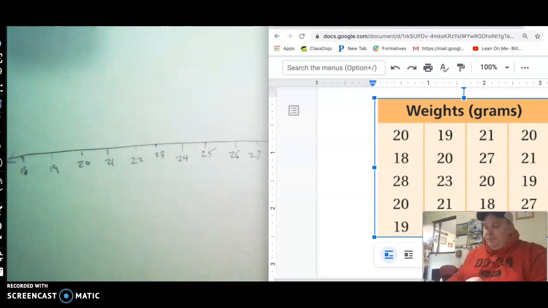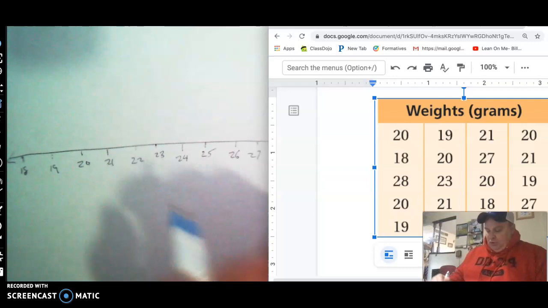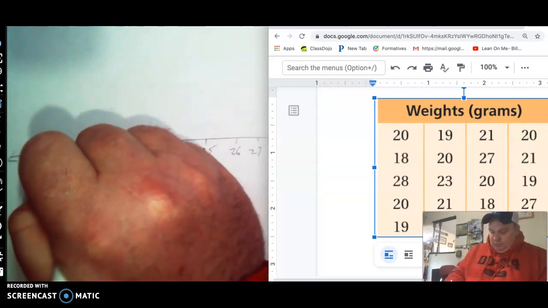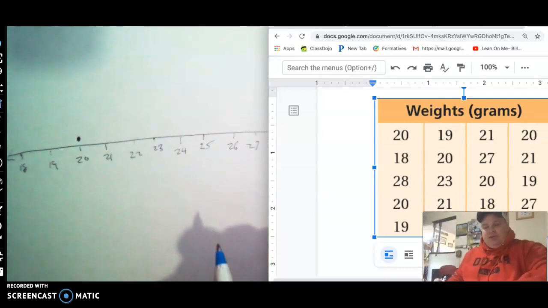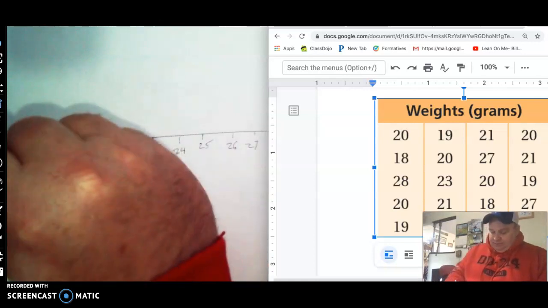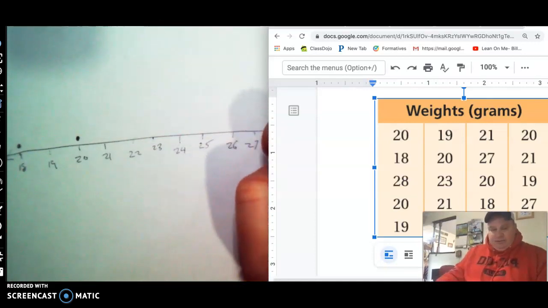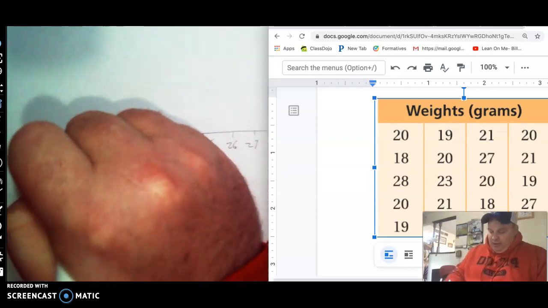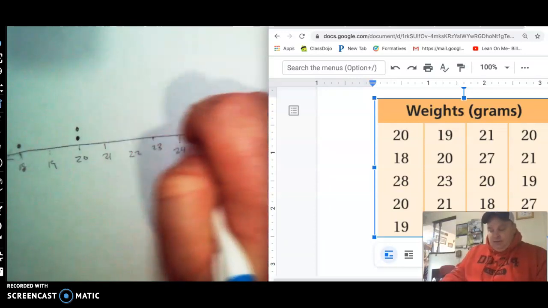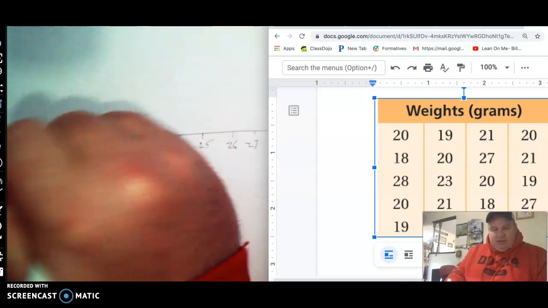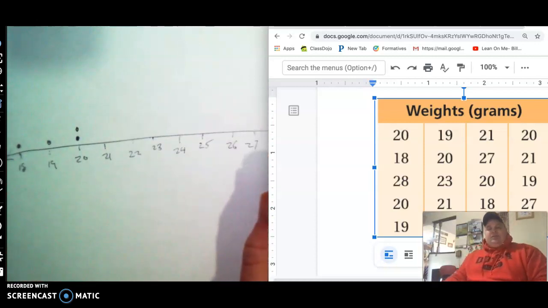Okay, so next thing you do, go ahead and start to make dots above your numbers. Start with the first number. First number is 20. Next number is 18 on our table. Next number is 28. Next number is 20. Next number is 19. And you go ahead and do this.